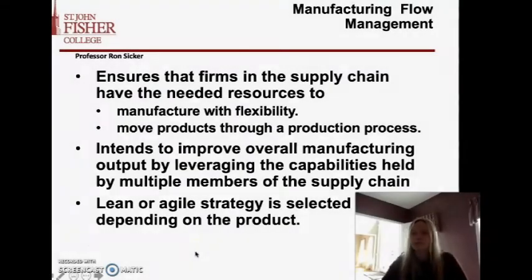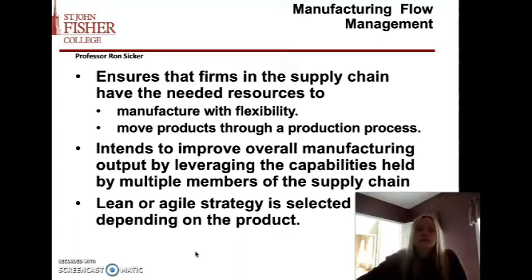Hi y'all, I'm going to talk about some steps in managing the supply chain, starting with manufacturing flow management. So basically it ensures that the firm and the supply chain have the needed resources to manufacture with flexibility and move products through the production process. So it tries to improve the overall manufacturing output by leveraging the capabilities held by all of the members in the supply chain. So the overall manufacturing output is measured in quality, delivery, speed, and flexibility. So those all are aspects of the entire productivity of the supply chain.